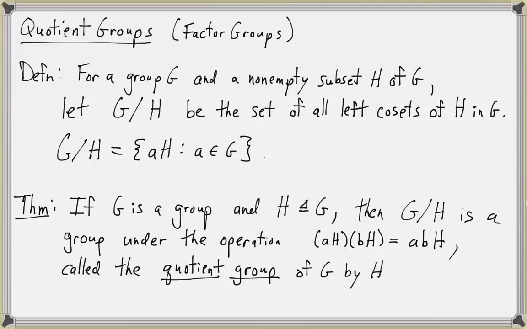So we can either call this the quotient group or the factor group of G by H. We know that if H is a normal subgroup, then every left coset is also a right coset. So we see that the set of all left cosets of H forms a group. Similarly, we could have said that the set of all right cosets of H in G forms a group as well.